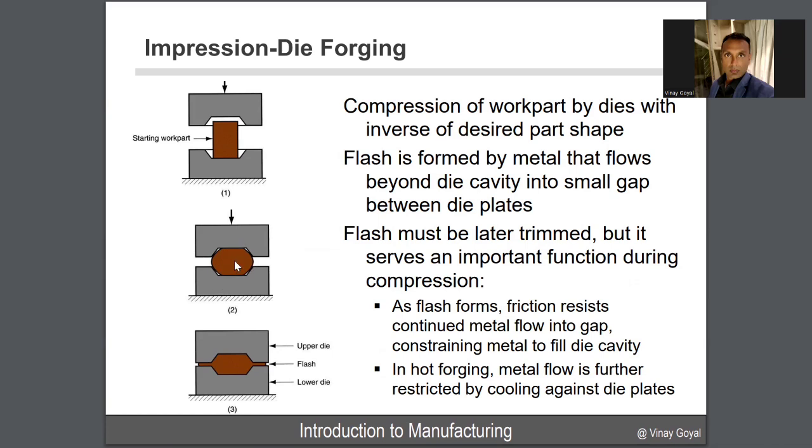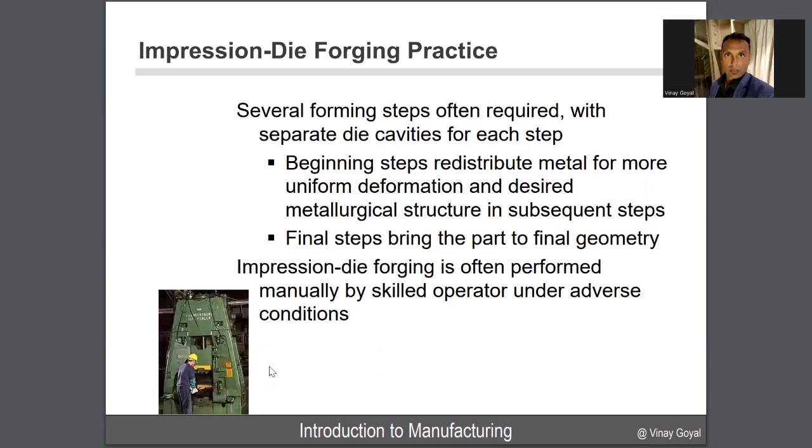In hot forging, however, metal flow is further restricted because you have these dies and there's cooling occurring here on the edges. In impression die forging practice, there are several forming steps required, with separate die cavities for each step. The beginning steps redistribute the metal for more uniform deformation and the desired metallurgical structure in subsequent steps. The final steps bring the part to the final geometry. Impression die forging is often performed manually by a skilled operator under adverse conditions.